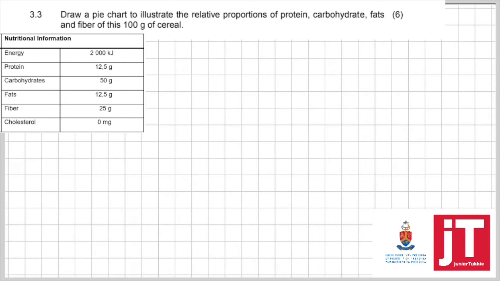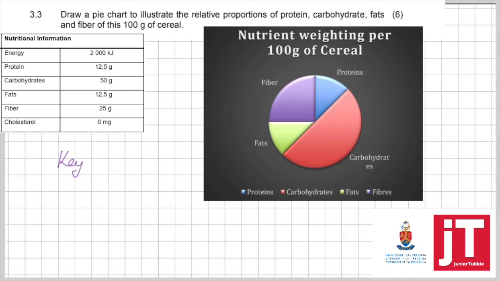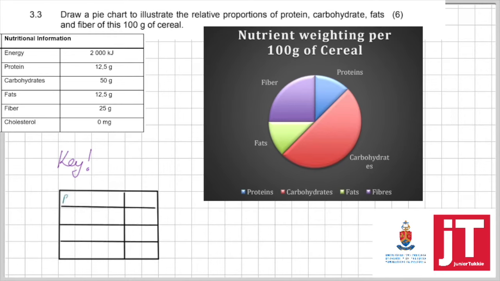Okay, now let's get on with the drawing of the pie chart. So here I've just minimized the table or the information that we're going to be using to draw the pie chart. And once we draw the pie chart, it should look something like this. And it's important for our pie chart to have a key as well, so that we are labeling each one of our quadrants correctly to identify their relative contributions to the whole, which is the 100 grams of cereal.